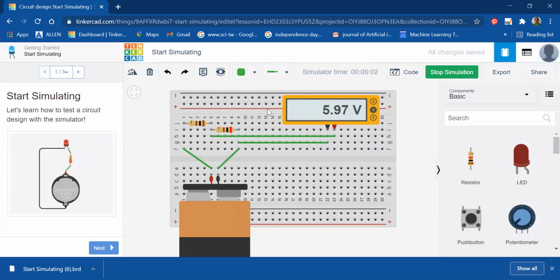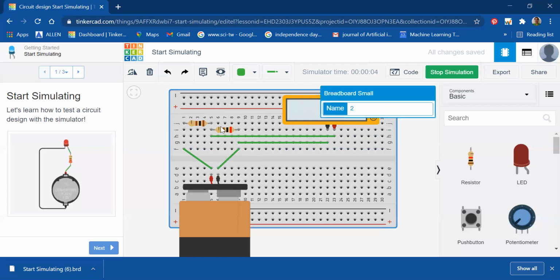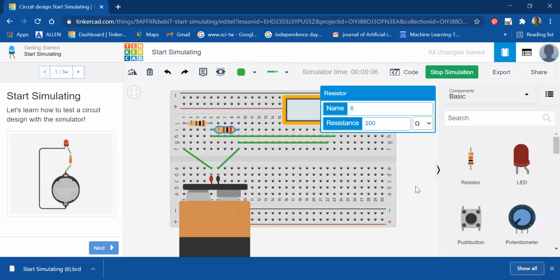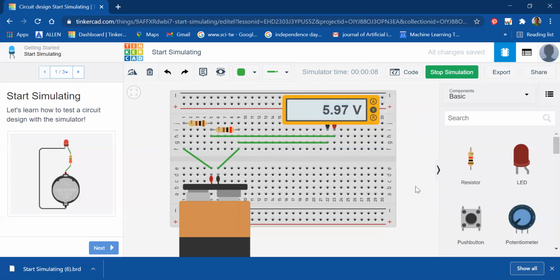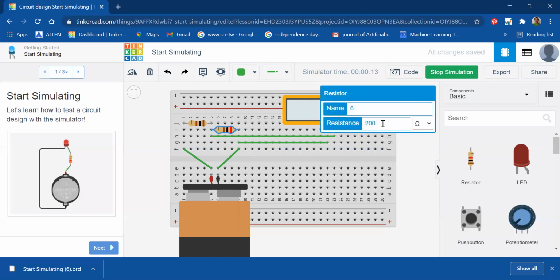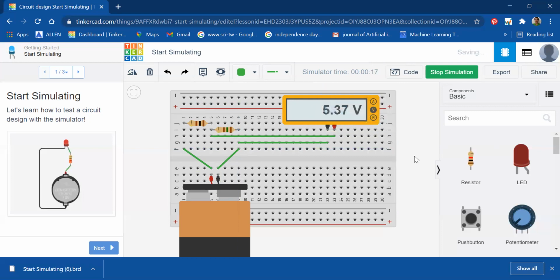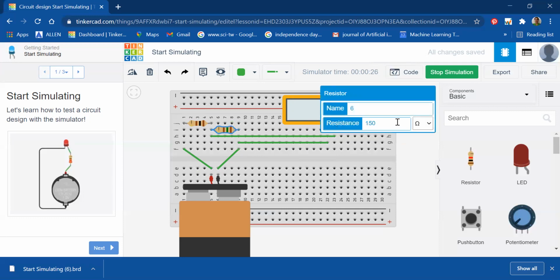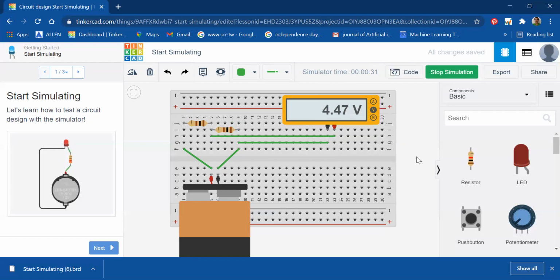Here you go. The value of the resistance I have taken is 200 ohms. So write down 5.97 against 200 ohms. Then change the value from 200 to 150, and the answer is 5.37 for 150 ohms. Next you go for 100 ohms. Note down the value, it is 4.47 volts.